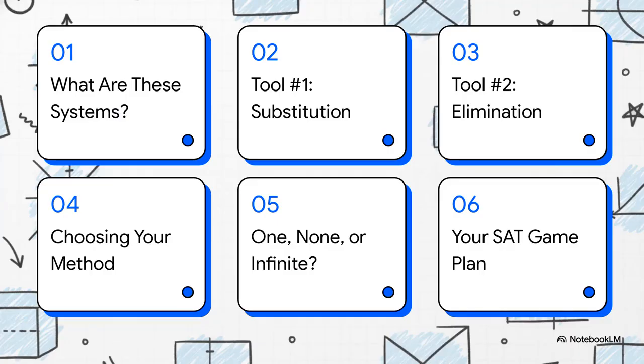Here's our roadmap for today. First, we'll get a handle on what these systems actually are. Then we'll load up our toolbox with two powerful methods, substitution and elimination. After that, we'll talk strategy, how to pick the best tool for the job. We'll even cover the weird cases, one, none, or infinite solutions, and finish up with a solid game plan you can take with you on test day.